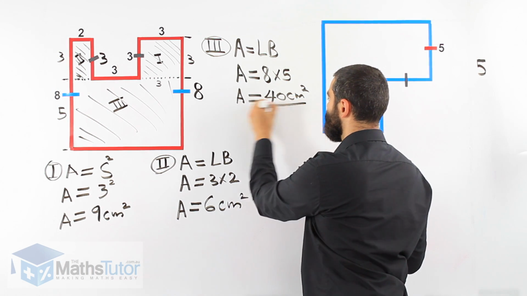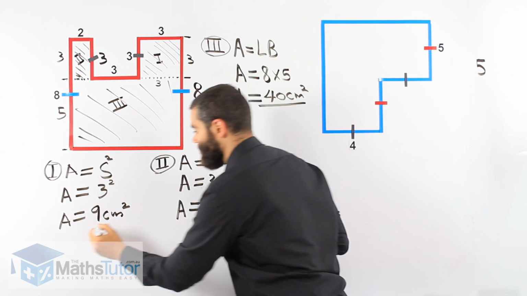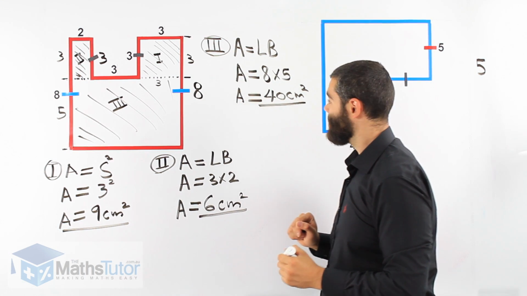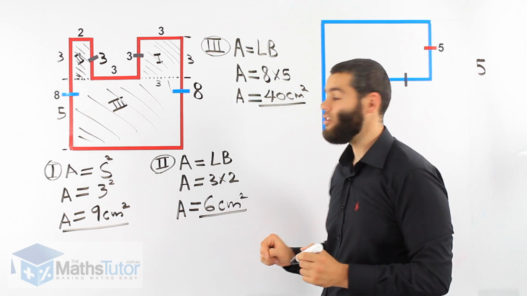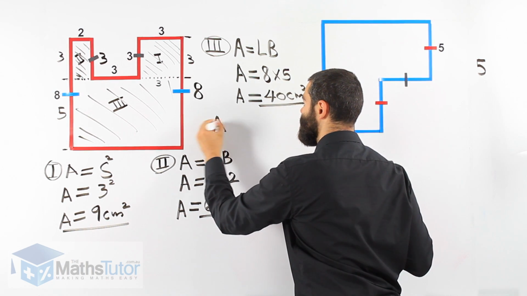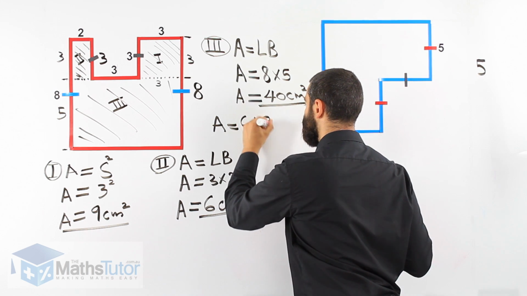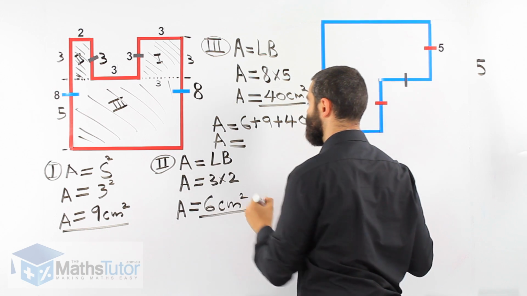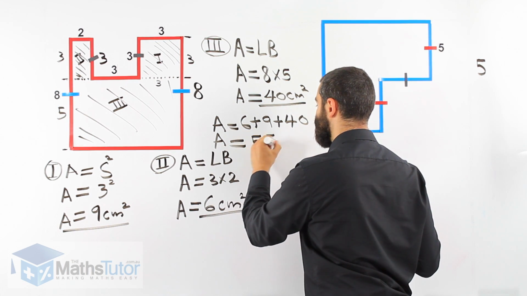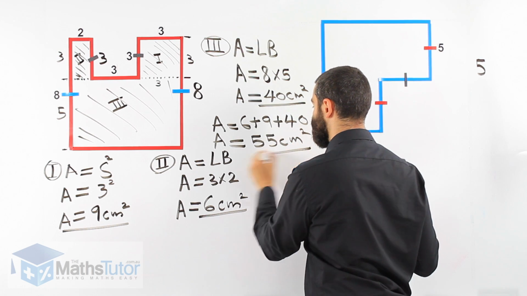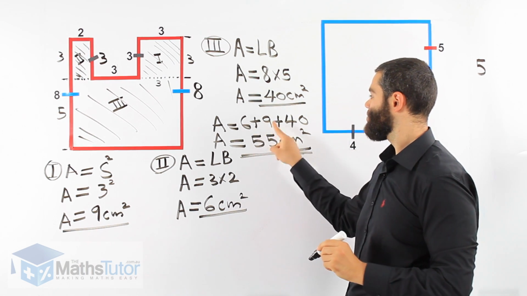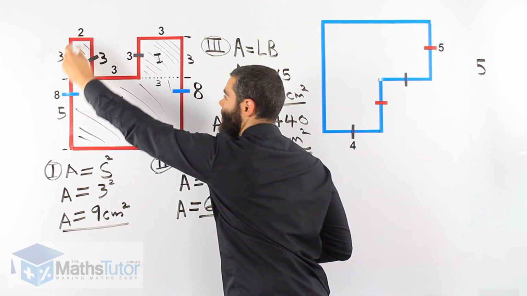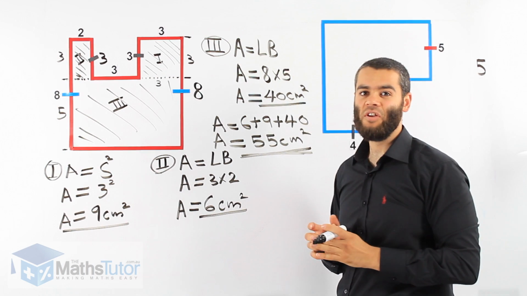Now we found the area for 3, for 2, and for 1. We can add them up. Let's get started. 6 plus 9, so now the total area is 6 plus 9 plus 40. Our total area is 55 square centimeters for this shape.